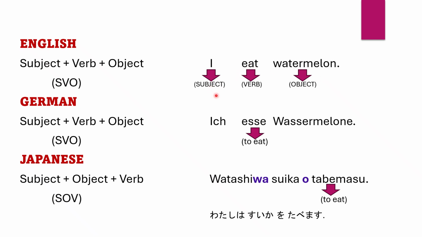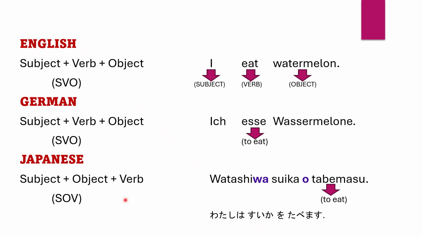I is the subject, the action word is eat, the verb, and then comes the object, watermelon. Okay, so subject, verb, and object. Similarly, in German, Ich esse Wassermelone. Wassermelone is watermelon, esse is to eat, and ich is I. So it also follows the same pattern: subject, ich, esse, to eat, verb, watermelon, object.